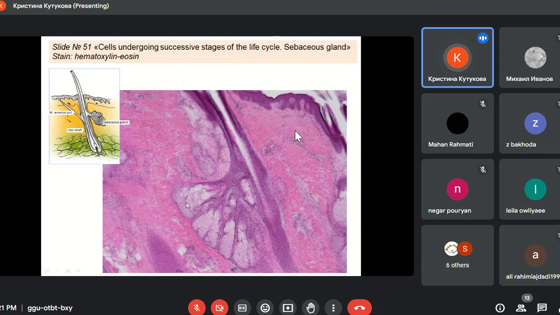So this sebum, a mixture of lipids, is produced by the cells of the sebaceous gland, which are located here. They are called sebocytes, and they produce lipids, and then these lipids are released through the duct of this gland towards the surface of the hair. And finally, these lipids go to the surface of the skin.